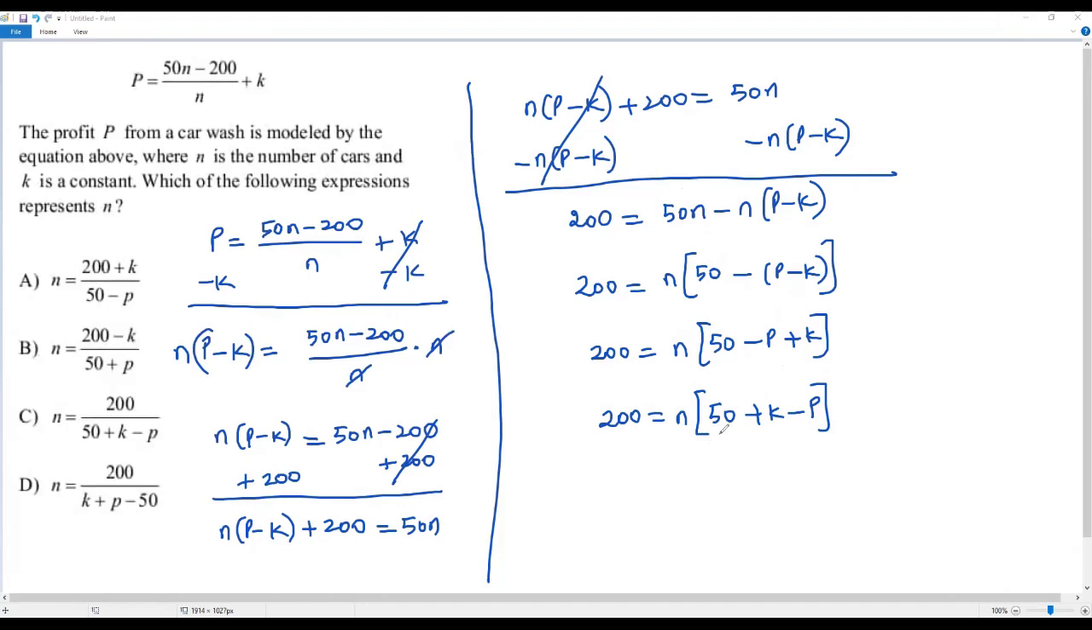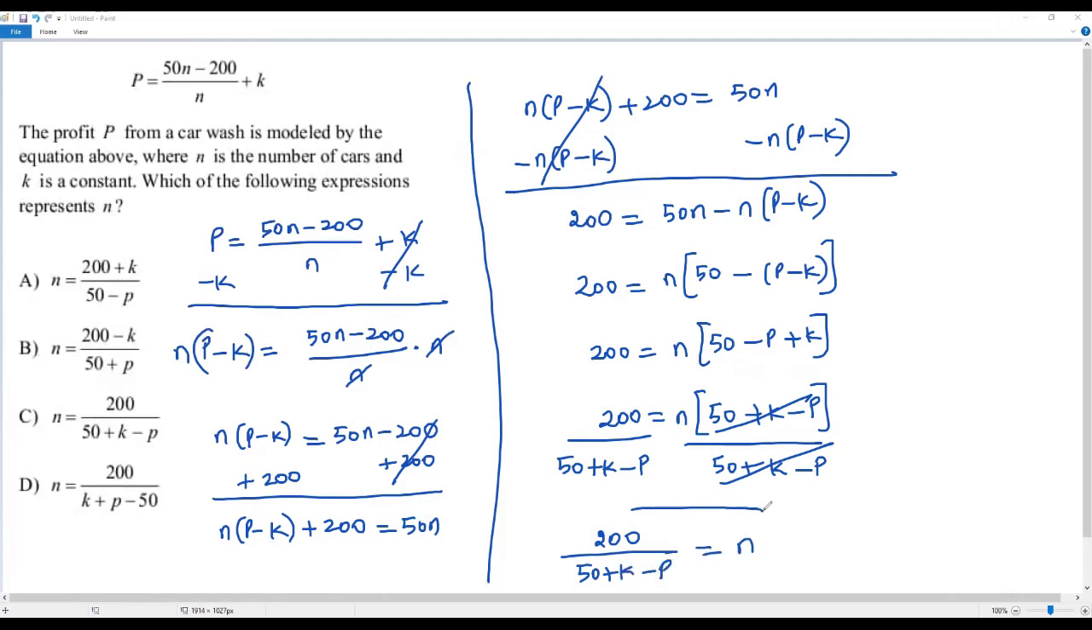Our aim is to solve for n, so we have to get rid of this stuff which is multiplied by n. For that, we have to divide both sides by this one, that is 50 + k − P. Let me do it on the left side as well. Then this one will cancel out. Now I get 200 over (50 + k − P). On the right side, I just have n. Now I have solved for n: n equals 200 over (50 + k − P).